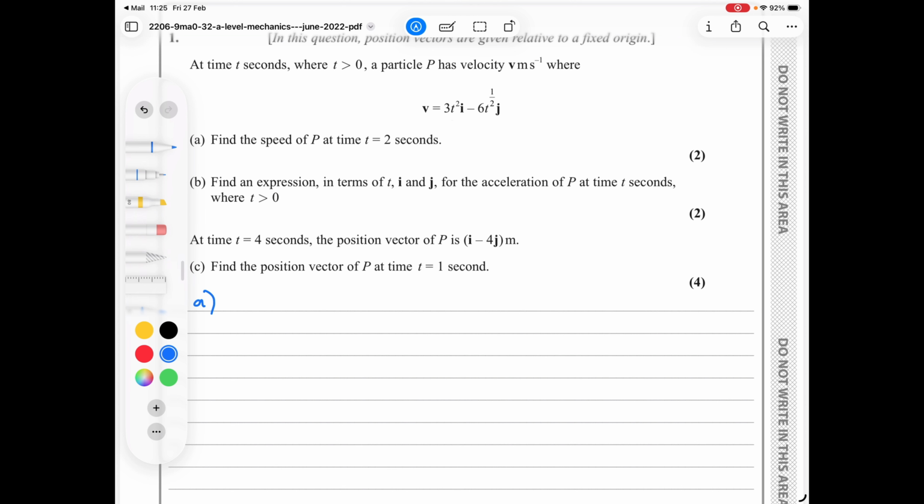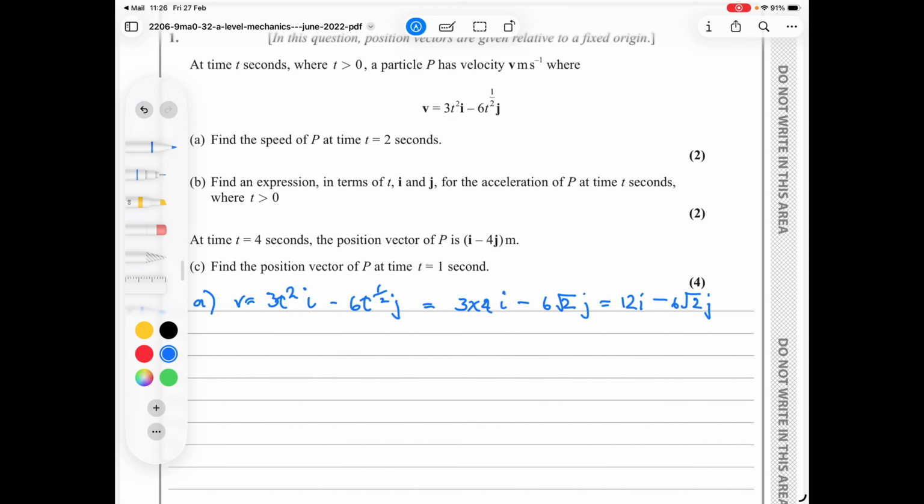So we'll start off by doing, if v equals 3t squared i minus 6t to the half j, and then we put in 2. That is 3 times 2 squared, which is 4, so it's 3 times 4 i, minus 6 times t to the half, which is root 2, so it's 6 root 2 j, which equals 12i minus 6 root 2 j.